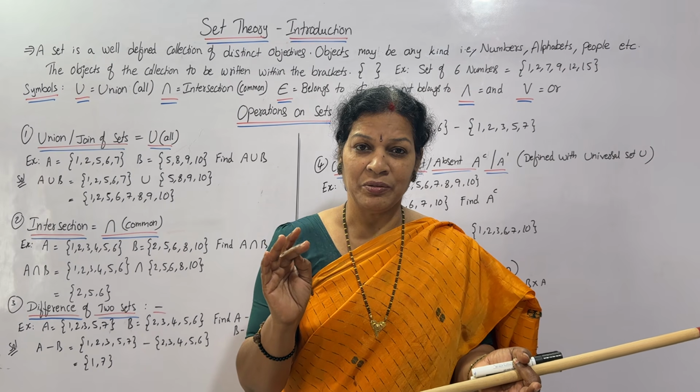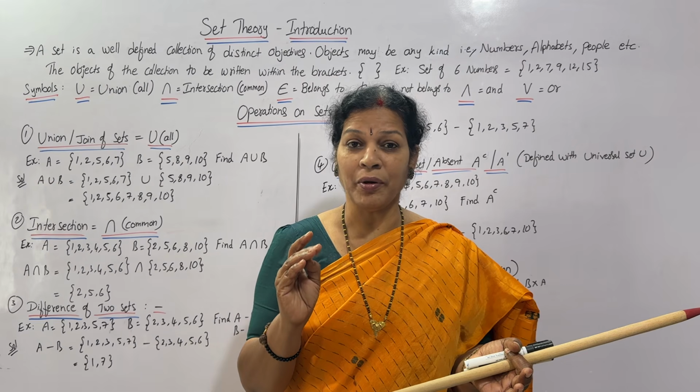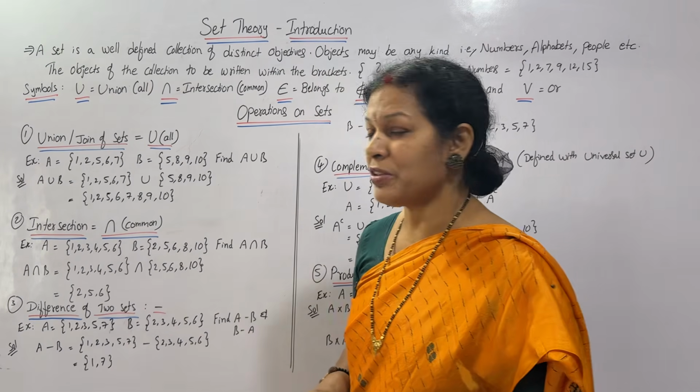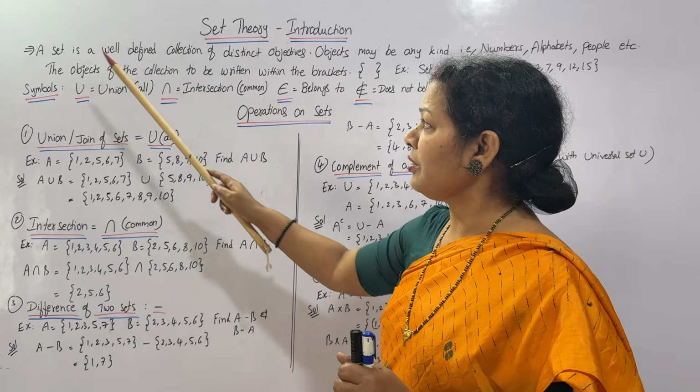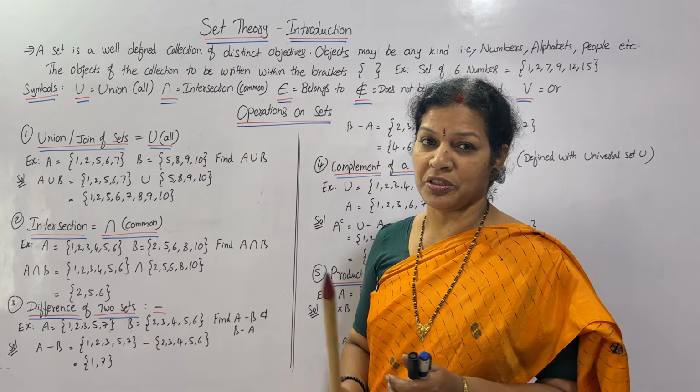How can we say it is a set? This definition we'll see, and a few important operations of sets. This we are going to focus on today. First of all, let's see the definition. A set is a well-defined collection of distinct objects.